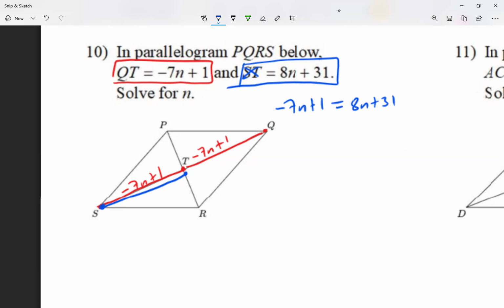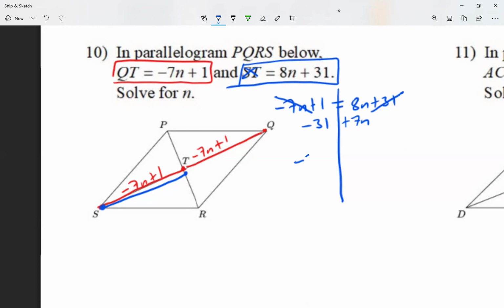Fine, if I have n's on both sides, I'm just going to let them equal each other. That's basically what I have here. I'm going to move the negative 7n to the other side as a plus 7n. The plus 31, I'm going to move it over here as a minus 31. Don't forget to switch your signs. So on the left side, 1 minus 31. Use a calculator if you need to. I get negative 30. I know 8 plus 7 is 15.